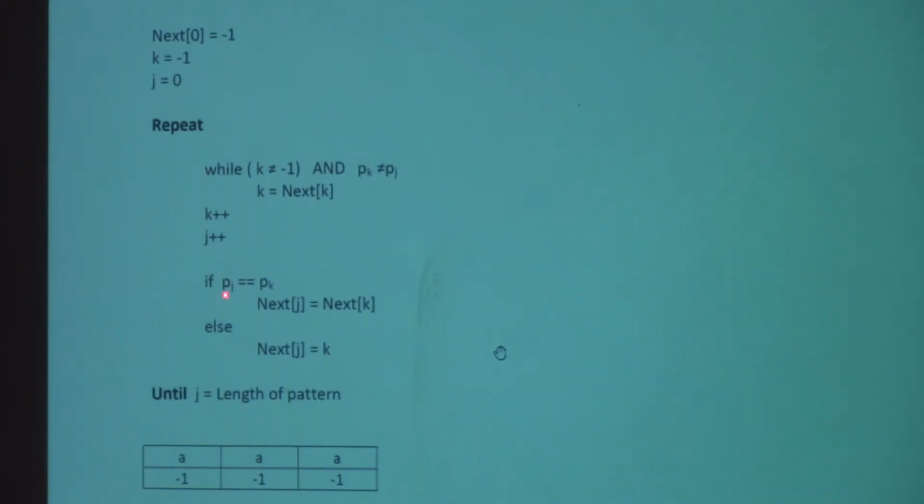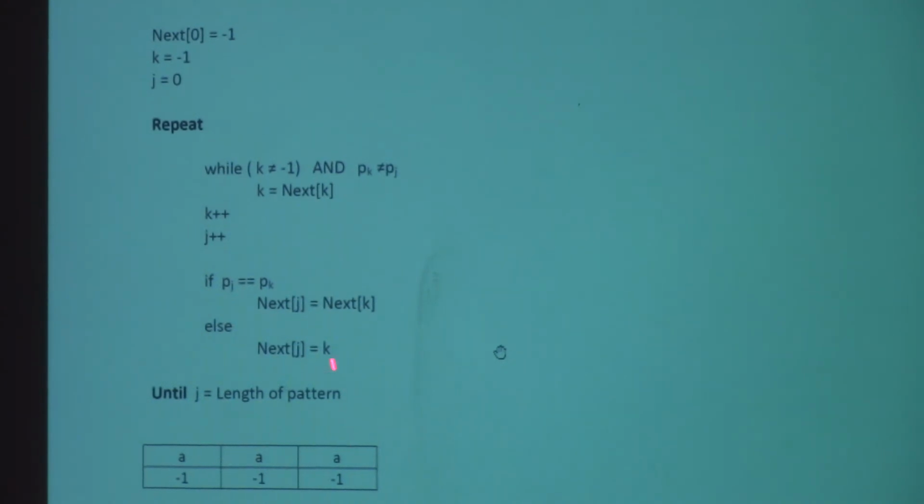So now we compare pattern 0 against pattern 1. In this case, they are the same. In that case, next of 1 gets the next of 0, and you can see how the -1 is just copied to the next location. But in this case, A, B, we have the else condition because they're not equal to each other. So therefore, the next of J, which is the next of 1, is the value of K, which is 0. So we can see how that's going on here.